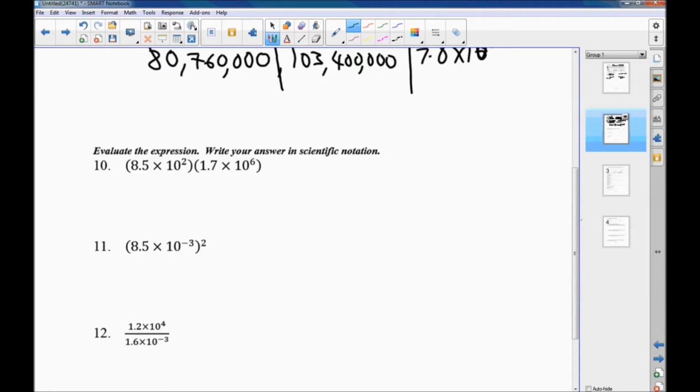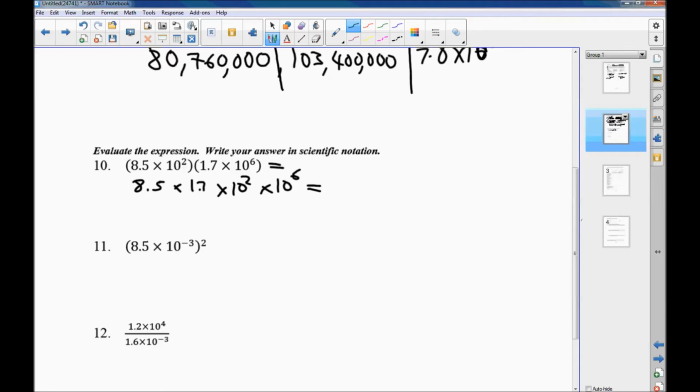All right, number 10 down here, 11 and 12, we're supposed to evaluate the expression and write your answer in scientific notation. The nice thing about scientific notation is I don't have to turn them back into standard form to do the operations. So I can do all my operations on this. So I can reorder this. This really says 8.5 times 1.7 times 10 squared times 10 to the 6th.